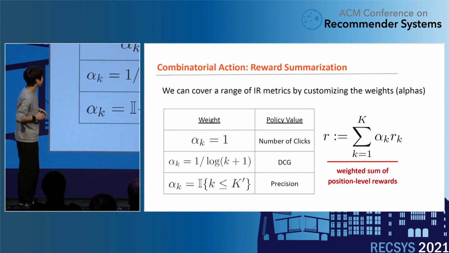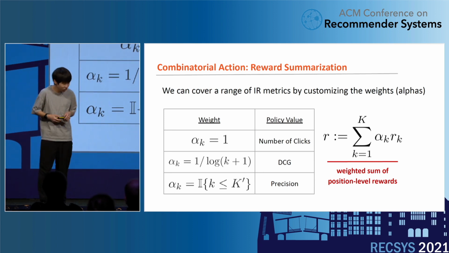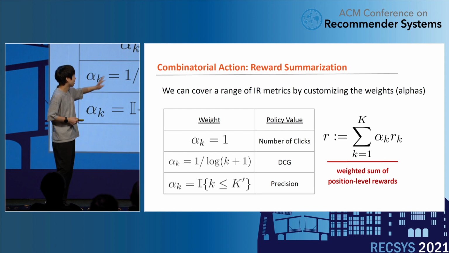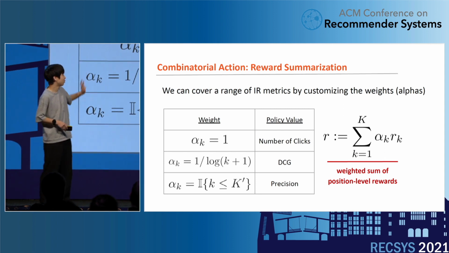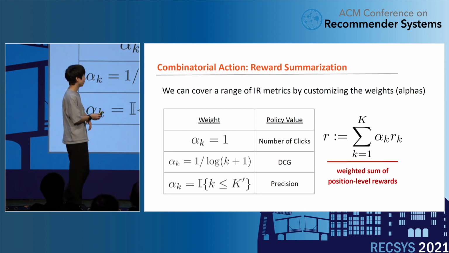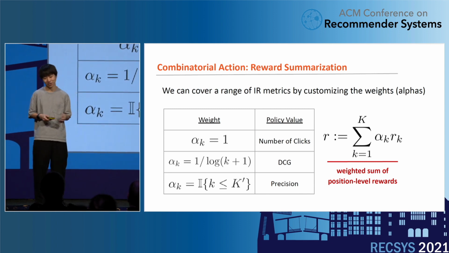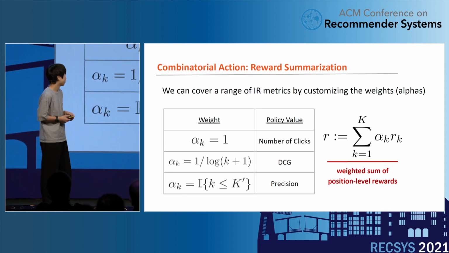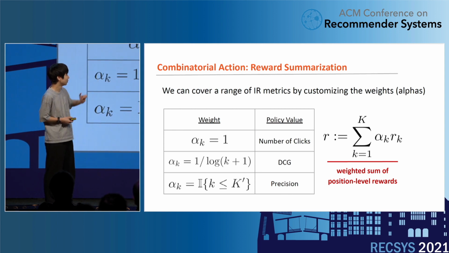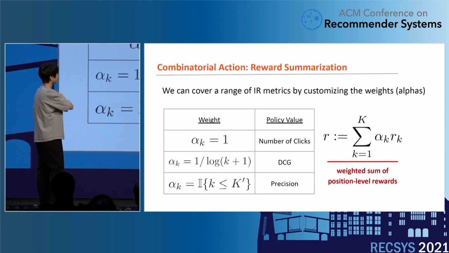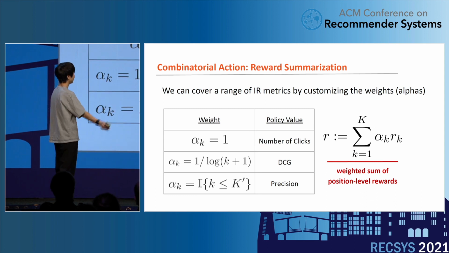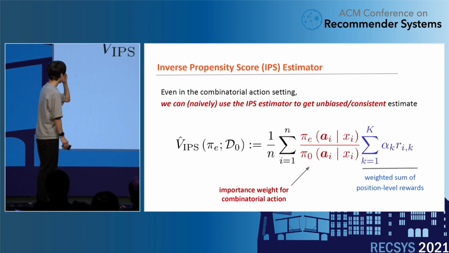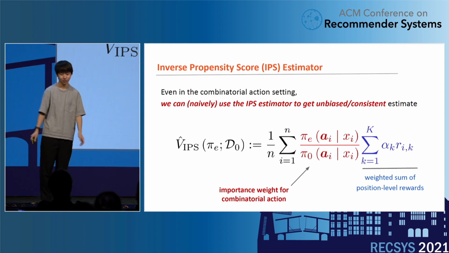The important point here is that we can cover a wide range of famous information retrieval metrics by just customizing the alpha weight. So this is a very usual way to summarize K different reward observations. I guess most of you have used this kind of reward summarization. Of course, this is not the only way, but I think it's a very simple way to do so. So I just use this way to summarize the reward from now on in the slides. So that's one difference: we have to somehow summarize the reward into a scalar value.